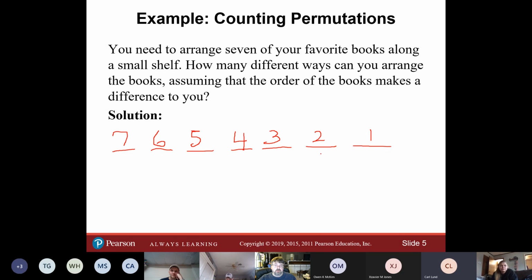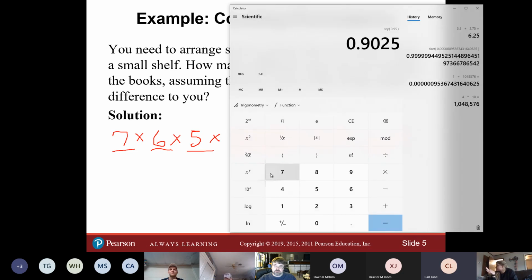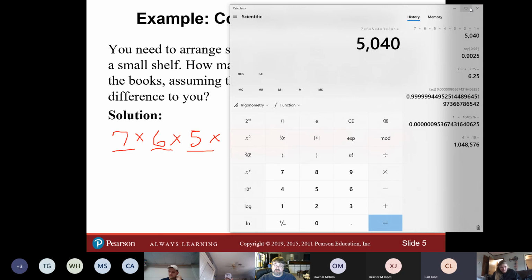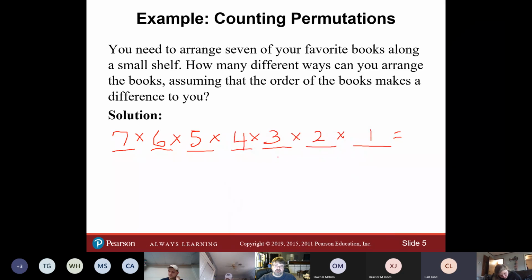Each time I shelve a book, I lose a possibility because I've shelved that book. I don't have it to choose from anymore. I can't shelve a book more than once. And so, using the multiplication or the fundamental counting principle, which is also called the multiplication counting principle, we can just multiply these choices together. I have 7 choices for spot 1, 6 choices for spot 2, 5 for spot 3, and so on. So that's going to be 7 times 6 times 5 times 4 times 3 times 2 times 1. I have a total of 5,040 choices, or 5,040 ways.